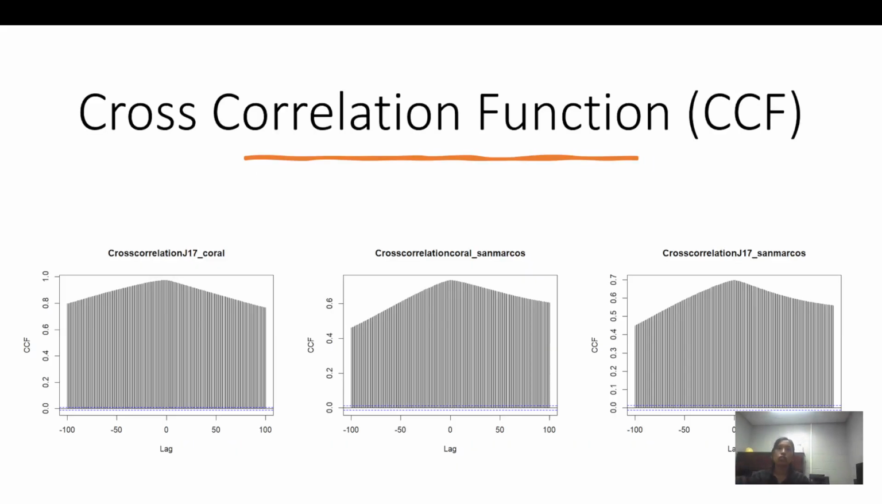Next is the cross correlation function. Here, as we can see, the higher value is seen before 0, which means Comal lags J17 by some days, and a similar kind of cross correlation is seen for San Marcos and J17.